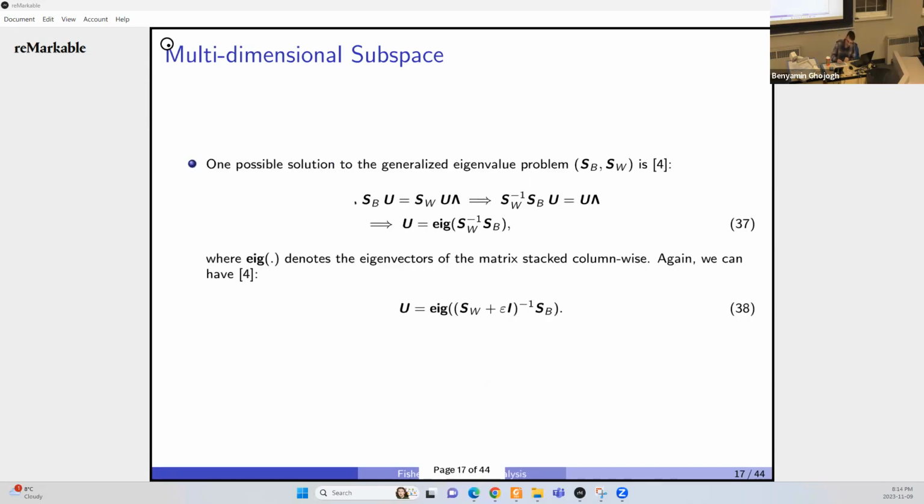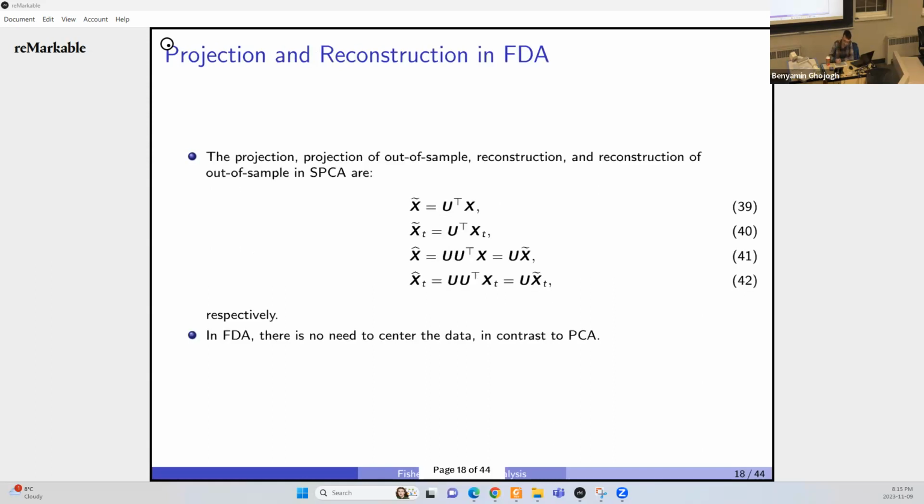Again, we can make it an eigenvalue problem by what we just talked about before. So we can say Fisher directions are the eigenvectors of SW inverse SB. Again, we can strengthen the main diagonal so it is not singular. Again, we have linear projection and reconstruction as before, but this time U is a matrix.